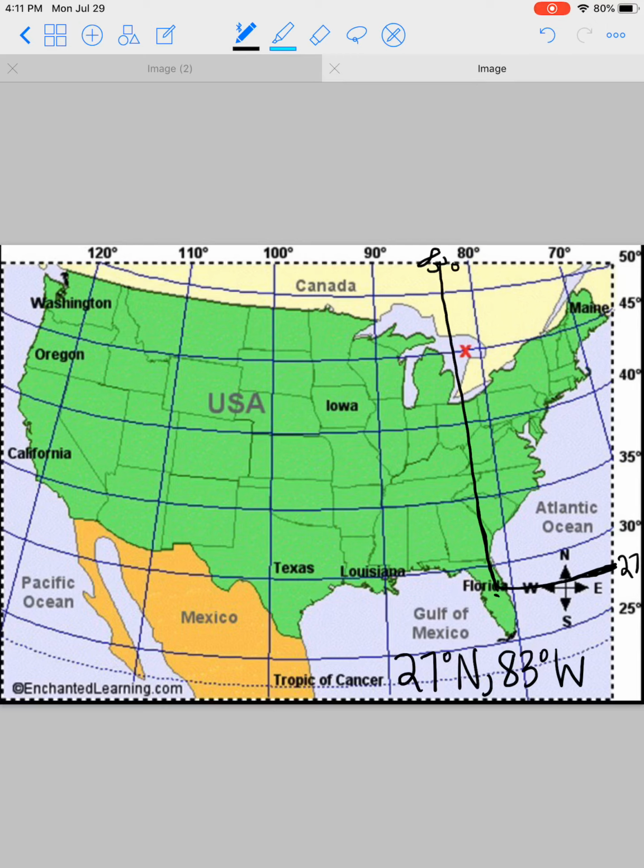I hope that makes sense. And we will keep practicing and working on this as we continue through our geography unit.